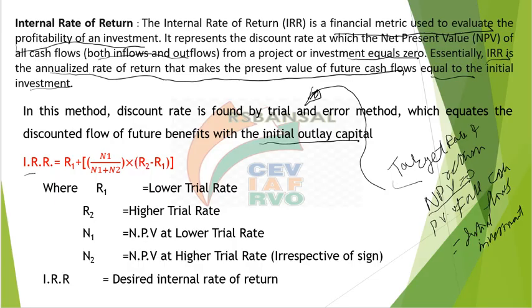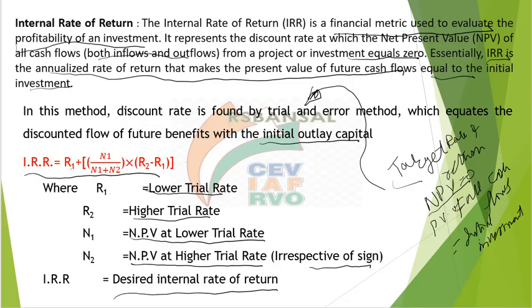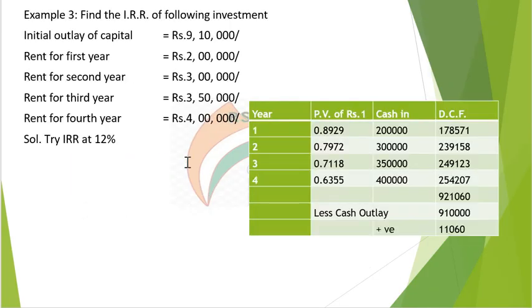Then IRR equals R1 plus N1 over (N1 plus N2) multiplied by (R2 minus R1), where R1 is the lower trial rate, R2 is the higher trial rate, N1 is the net present value at the lower trial rate, and N2 is the net present value at the higher trial rate, irrespective of the sign. And IRR is the desired internal rate of return. So to make things clear, we will do one example that will make this formula clear to you.